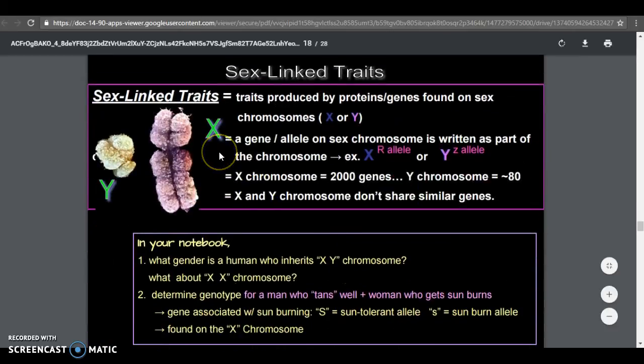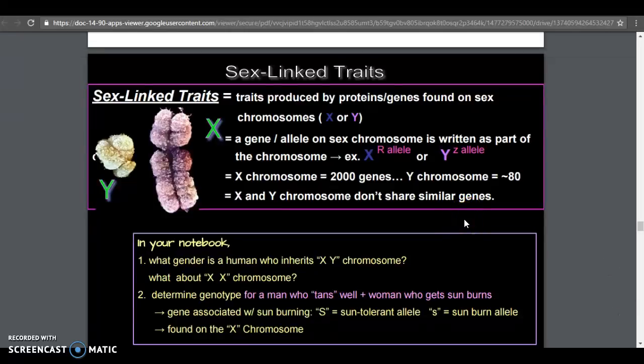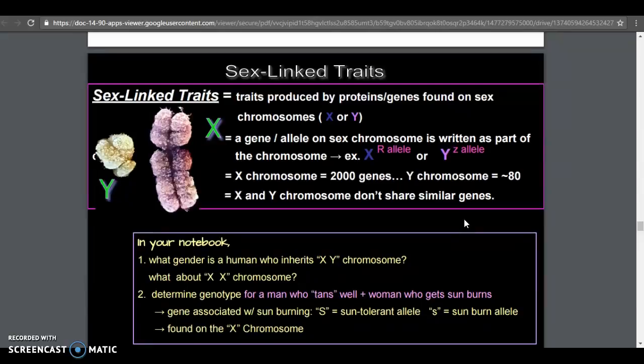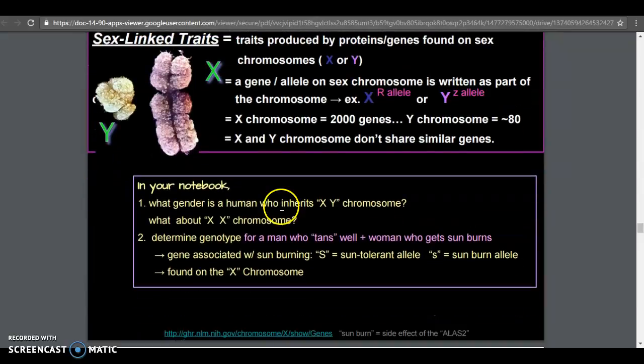Sex-linked traits are any traits that are controlled by the X or the Y chromosome. And the Y chromosome is quite small compared to the X. Here you go. These are real pictures of them. And any trait that is controlled by a gene found on the X or Y chromosome is called sex-linked. Here's some simple questions. What gender is a human who inherits X and Y? What gender is someone who inherits XX chromosome? And then look right here.